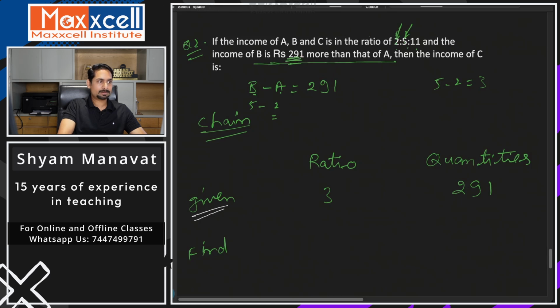The given is 291. What is 291? The difference. So the quantity given is 291. What will be its respective portion of ratio? The difference of the ratio of B and A, that is 3. Now, what do we need to find? The question said find C. So we need to find C. The portion of C is 11 in this given ratio. And the quantity we need to find out.